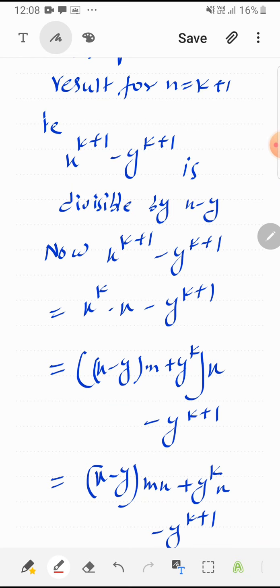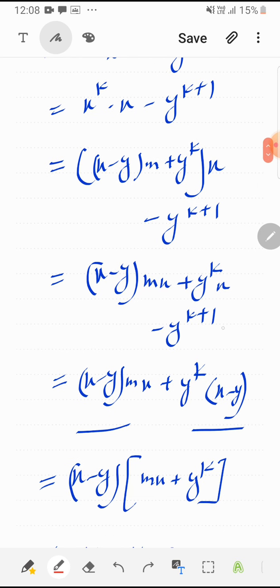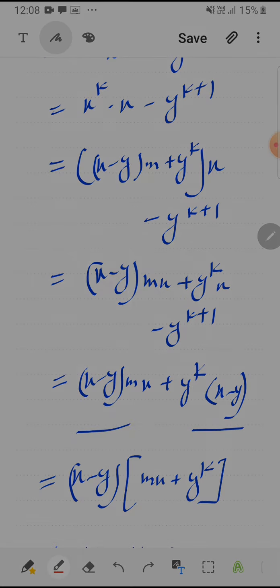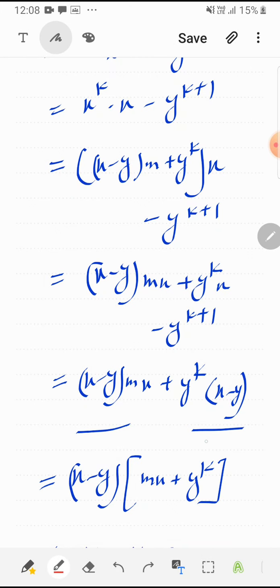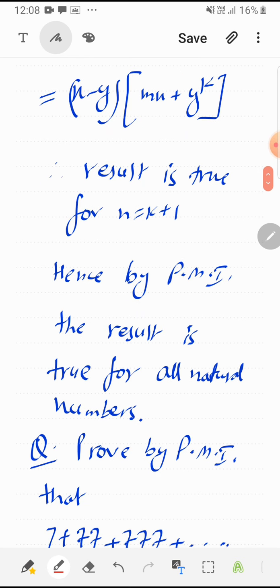Now open the bracket, but don't open all the terms because we have to show this exclusively. So next I am taking y raised to the power k common from the second and third term, and we are left with x minus y. Now we can take x minus y common from these two terms so that we are left with mx plus y raised to the power k, and hence it is true for n is equal to k plus 1. So thus it is true for all natural numbers.